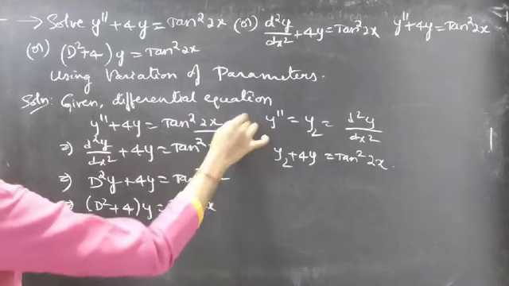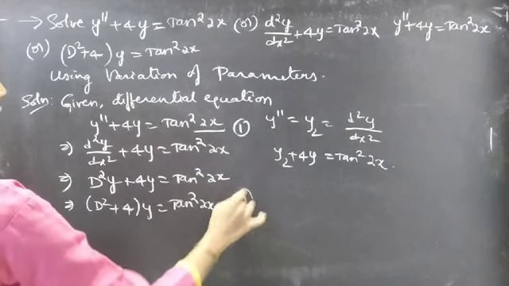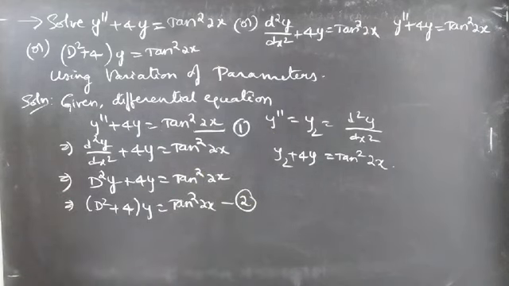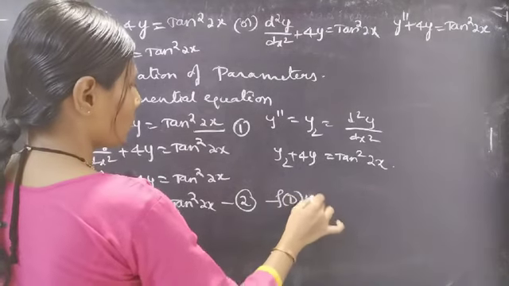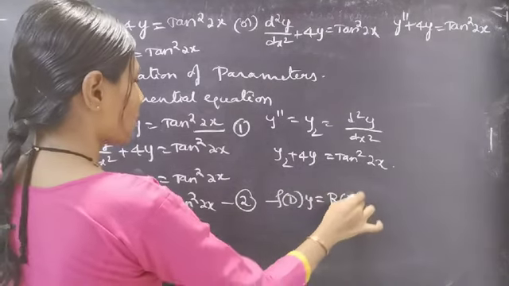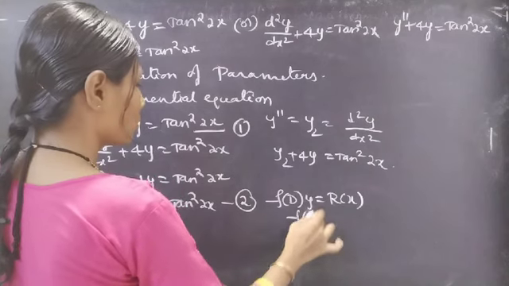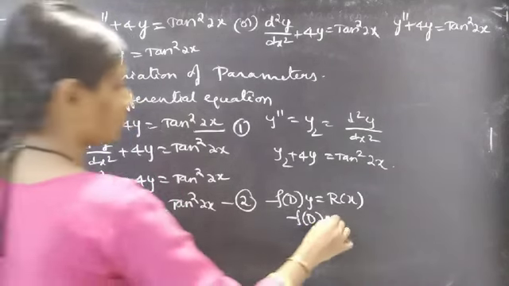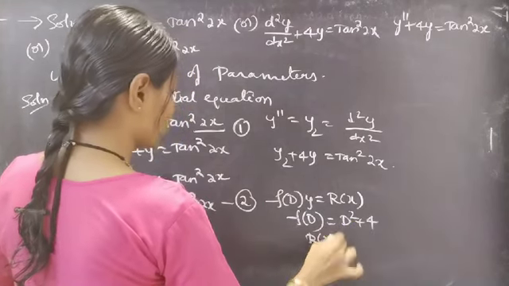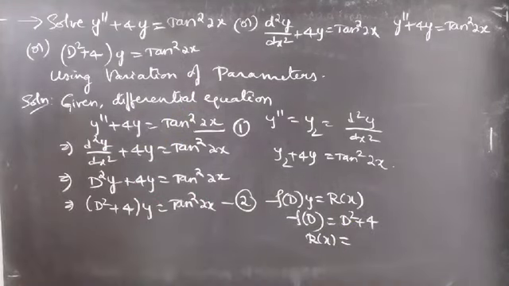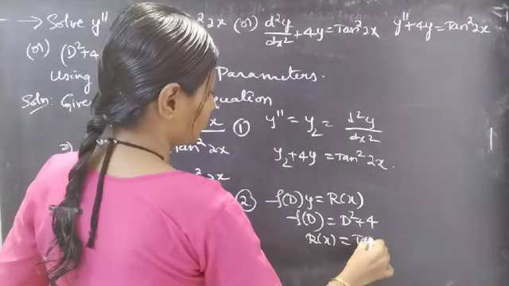If you consider the given equation as equation 1, you can consider the second one, the equation in operator form, as equation 2. Say f of D into y equal to some r of x, where f of D equal to d square plus 4 and r of x equals the RHS part, tan square 2x.